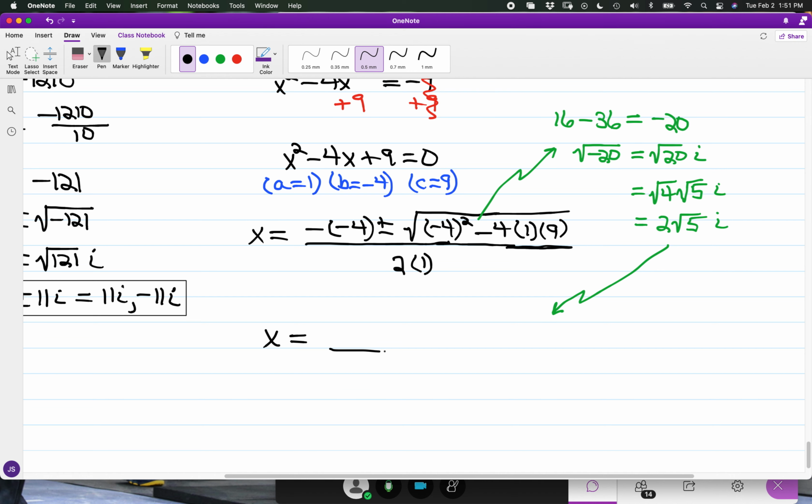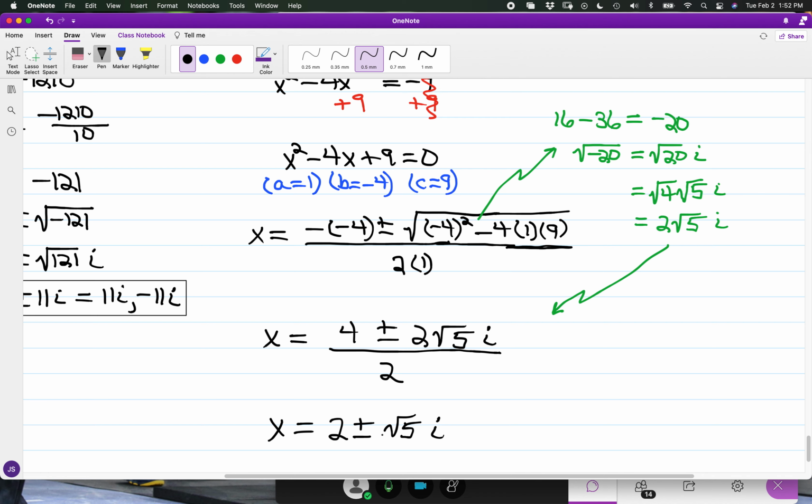So x is equal to the opposite sign of negative 4, which is positive 4, plus or minus 2 times the square root of 5 times i, all over 2. And if you notice, you have even-valued leading coefficients, so we can reduce. 2 will go into 4 2 times, and 2 will go into 2 times the square root of 5i.